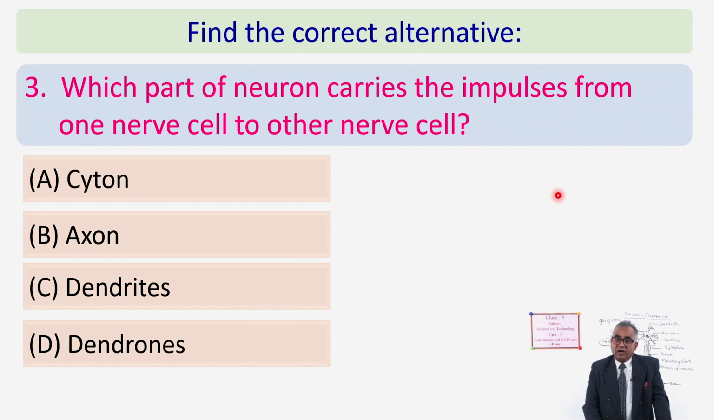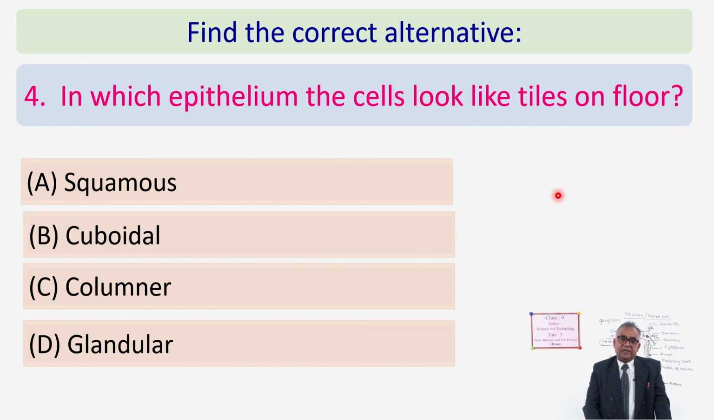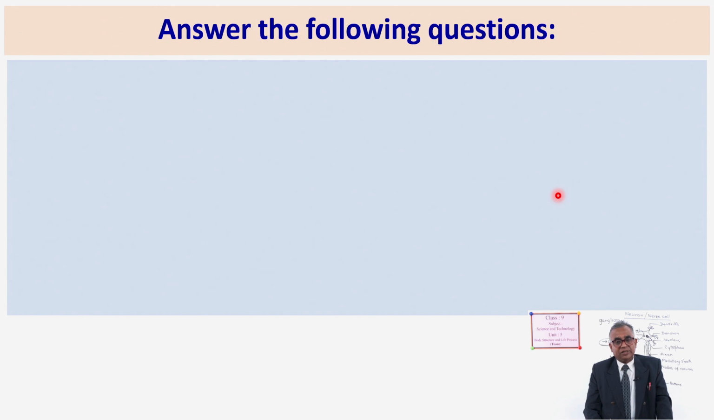Which part of the neuron carries the impulses from one nerve cell to another nerve cell? That is also easy. The longest one. Yes, that is axon. Next one is, in which epithelium do the cells look like tiles on a floor? More easy question. Yes, that is pavement or squamous. Pavement is not given here, but squamous is here. Yes. Okay.